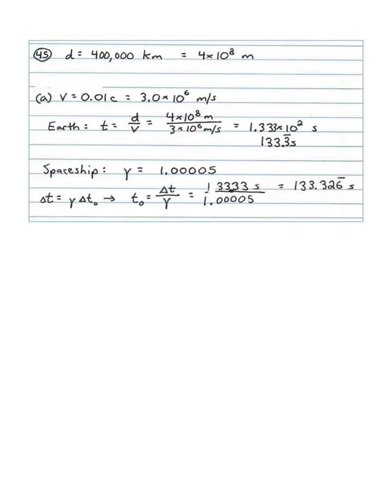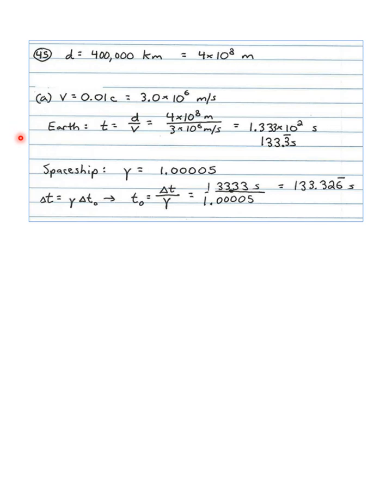Number 45, a spaceship flies from Earth to the Moon, a distance of 400,000 kilometers. Find the elapsed time for this trip both on Earth and on a clock on board the spaceship when the ship's speed is, and there are these 4 different parts to it. So let's look at part A. The distance is 4 times 10 to the 8th meters, and the speed 0.01 c for part A, so that's 3 times 10 to the 6 meters per second.